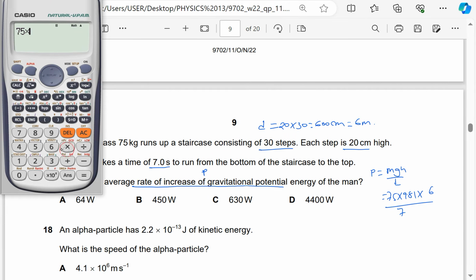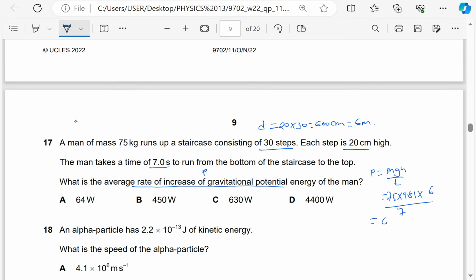So have 75 times 9.81 times 6 divided by 7. So this is 630. So it is 630 watts or joules per second.